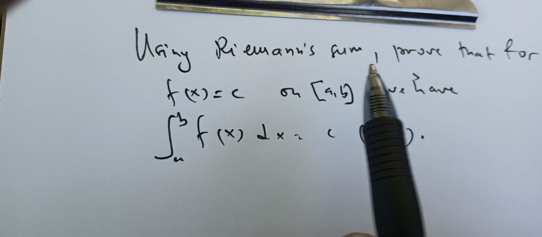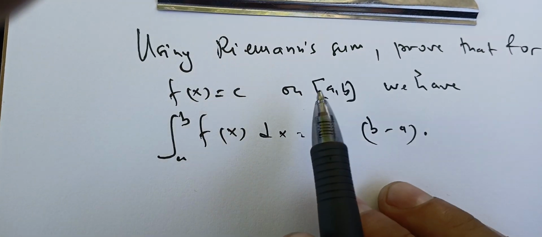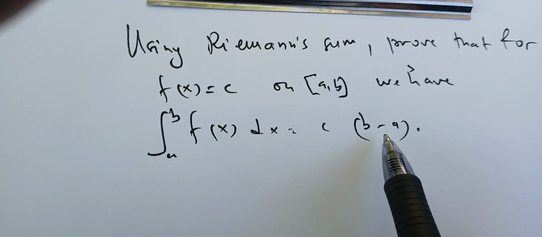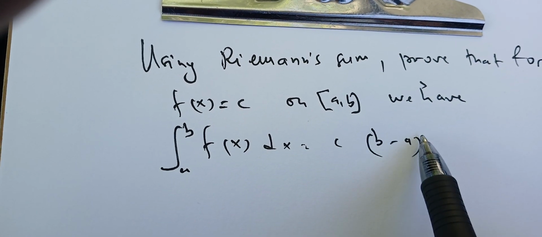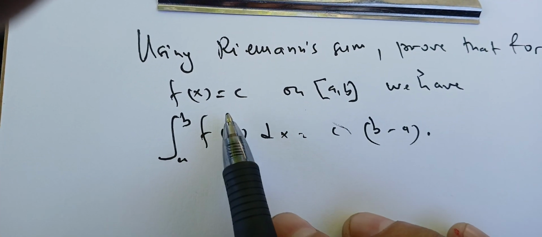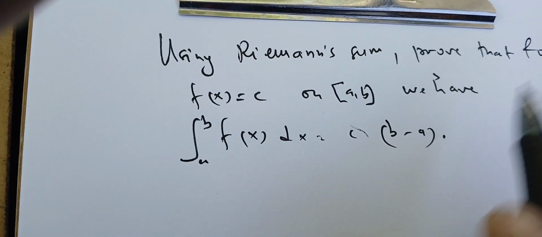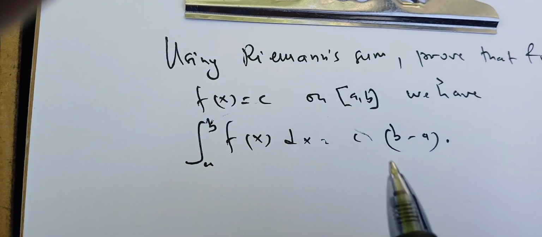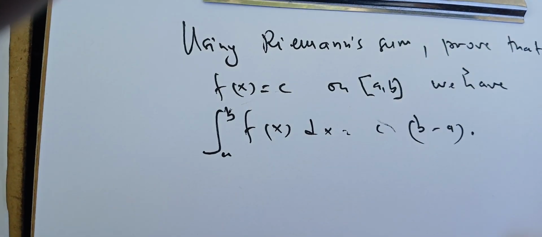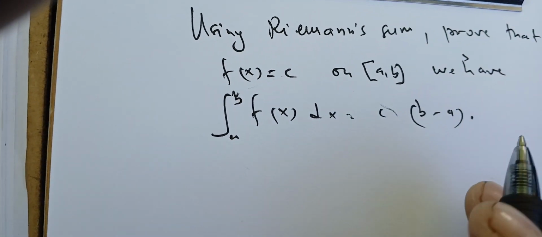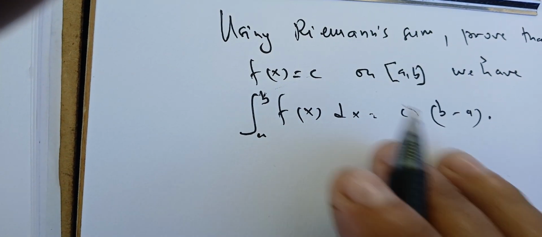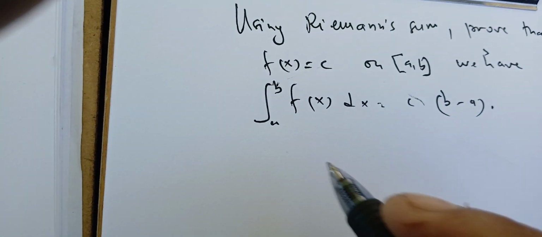Okay, in this video we're going to try to prove that the integral of f of x dx between a and b is c times b minus a, where c is the value of f of x. In this case, c is just a constant. That means the function is the constant function c on [a, b]. So we can apply the Riemann sums for the integral.